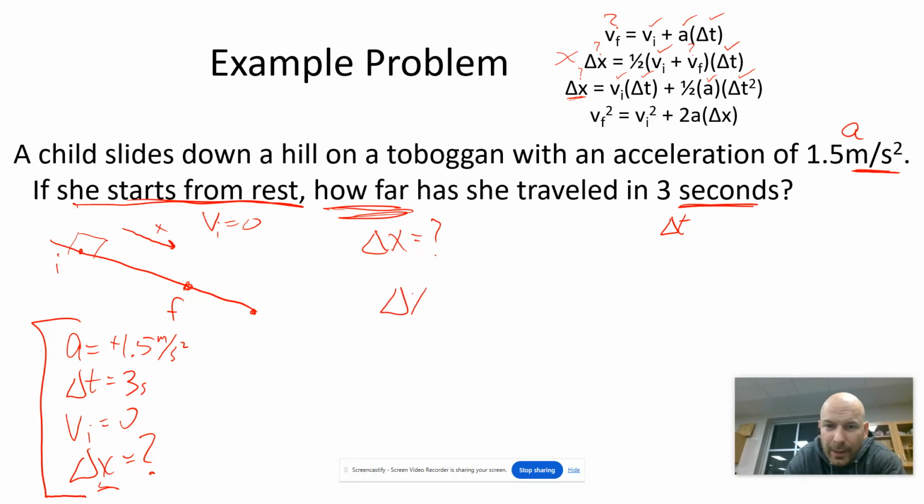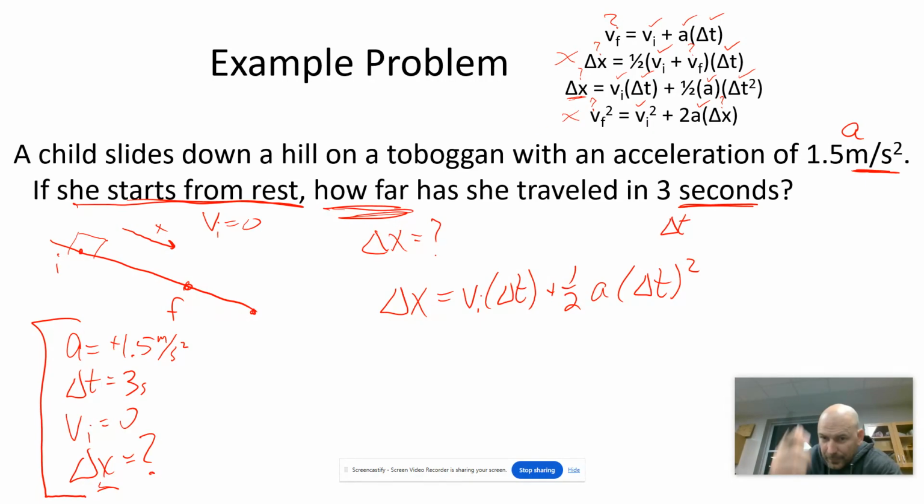So I'm going to write that equation out before I use it. Just for completeness, looking at this last equation: final velocity, I don't know. Initial velocity, I have. Acceleration, I have. Displacement, I don't know. I've got two unknowns, so that's why that one's out.